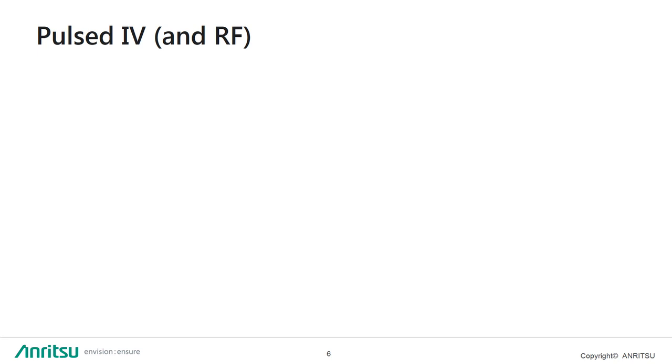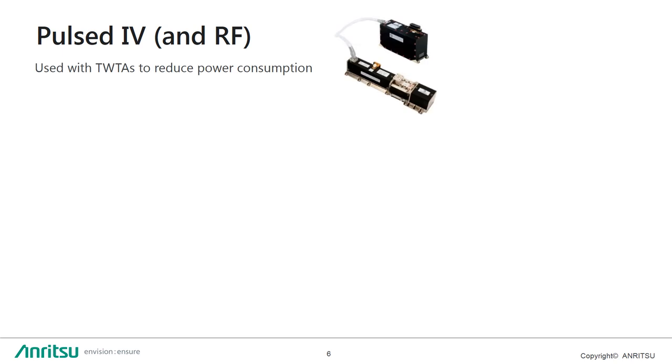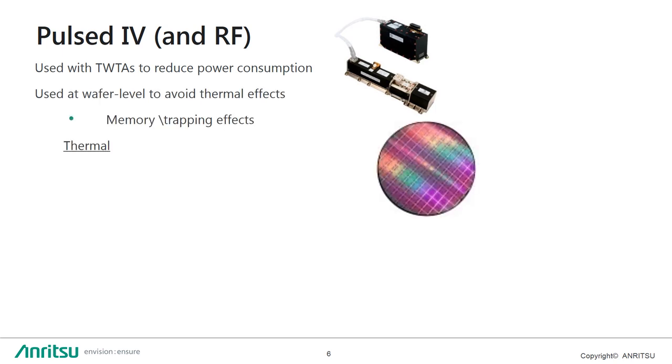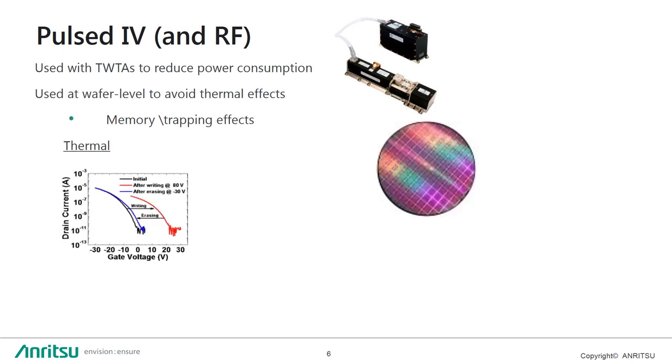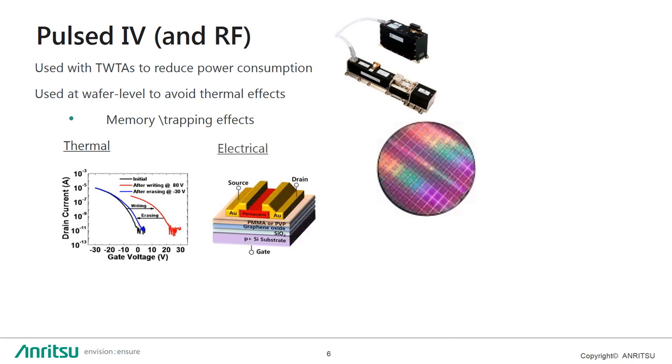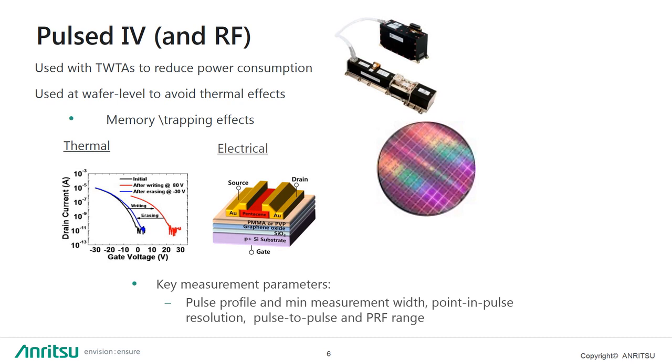Applications that utilise pulsed IV and sometimes RF as well include the testing of TWTAs, or travelling wave tube amplifiers. TWTAs can consume a lot of power, so users prefer to use pulses to turn it on only when needed. Pulsed IV is also used for wafer level testing to avoid thermal effects such as memory and trapping. Memory effect causes a hysteresis. After a device heats, it may not return to its former state. For example, it may result in drawing more power over time. Trapping is a parasitic effect where holes or electrons can get trapped, reducing conduction, which can reduce the output power a device can provide.